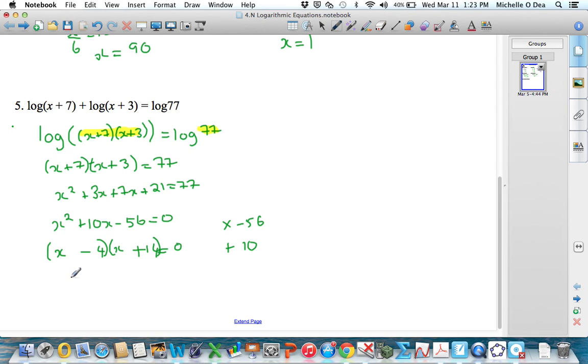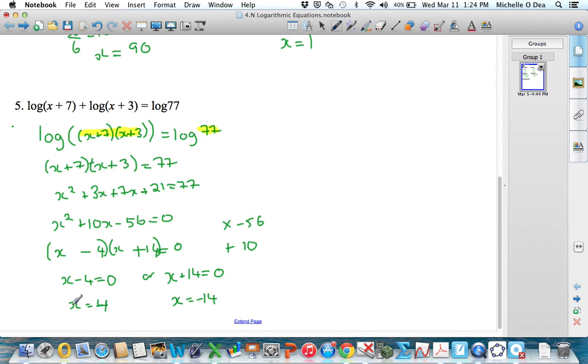Then I just solve my quadratic equations just like normal, so I can say x minus 4 must equal 0, or x plus 14 must equal 0. Solving that, I'm going to have x equals positive 4, or x equals negative 14.